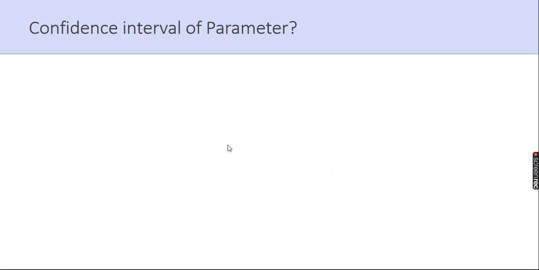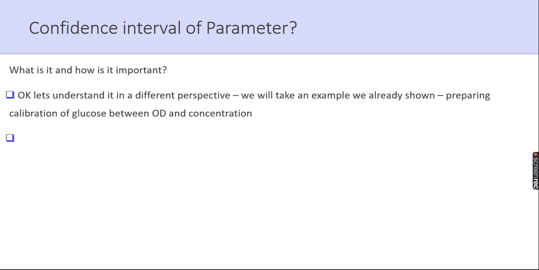This class is related to estimation of confidence interval for model parameter. We already know how to estimate parameter, but this topic is going to discuss the confidence interval of those parameter estimates. Let's see what we mean by this and how it is going to be important. So we will try to understand this taking some simple example.